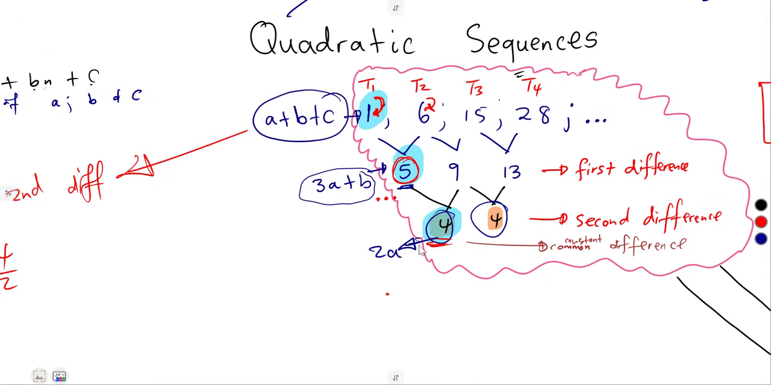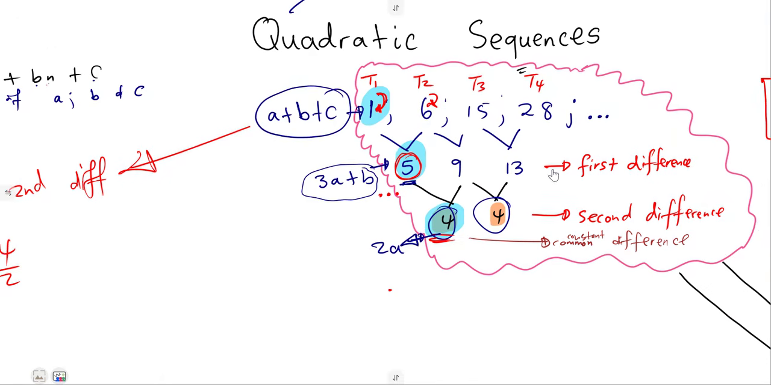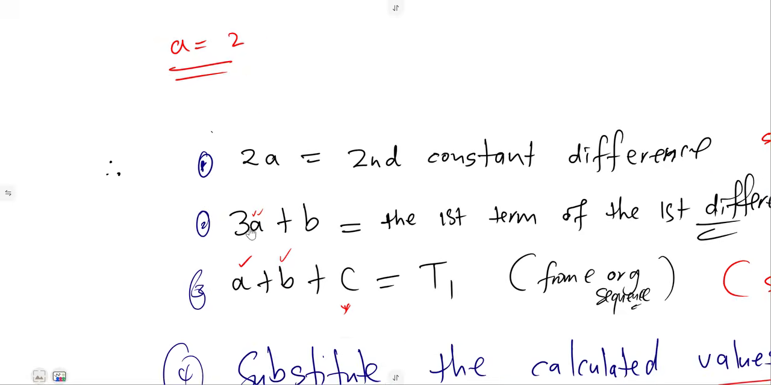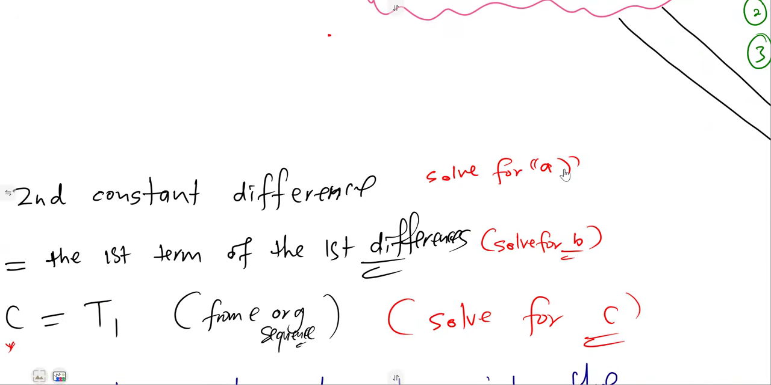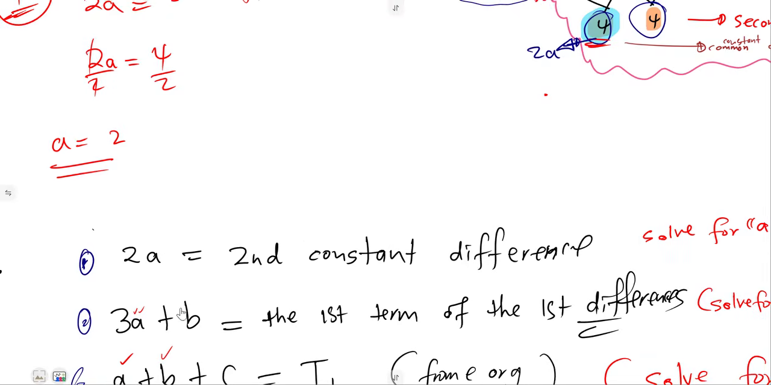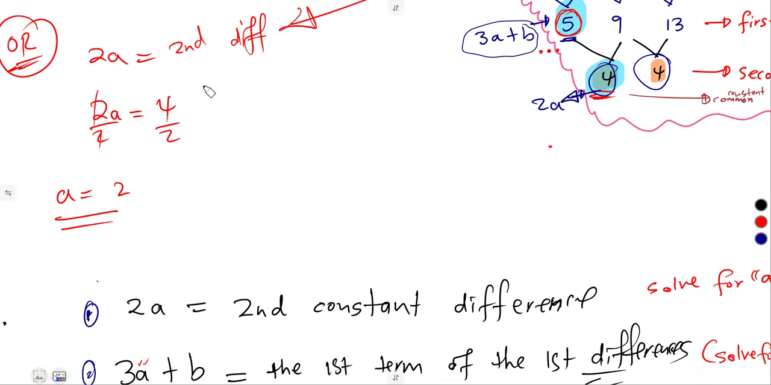Once you know this, guys, you're done. This is what I was writing here: 2a is equal to the second. You solve for a. All right? Then you move on to 3a plus b, because you're done on this one.